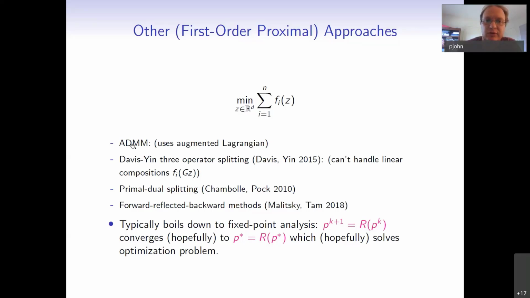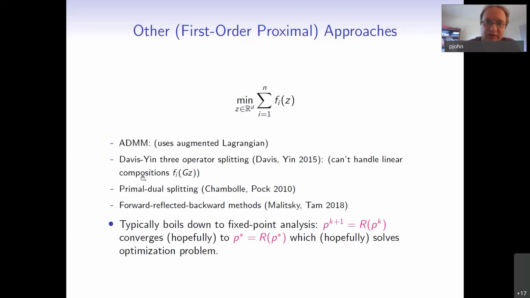There are also a few other methods that are quite similar to projective splitting. There's three-operator splitting, Chambolle-Pock style primal-dual splitting, and, much more recently, a forward-reflected-backward style method. These are also very interesting. These three methods all use very similar assumptions to projective splitting. They're the bare bones assumptions on the problem.